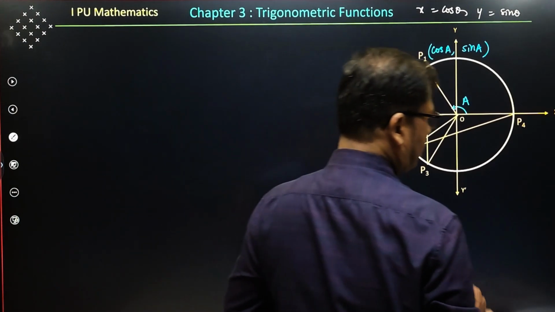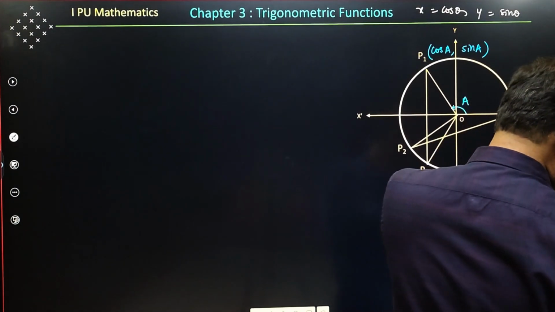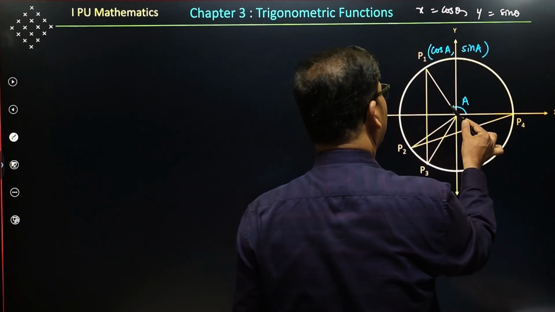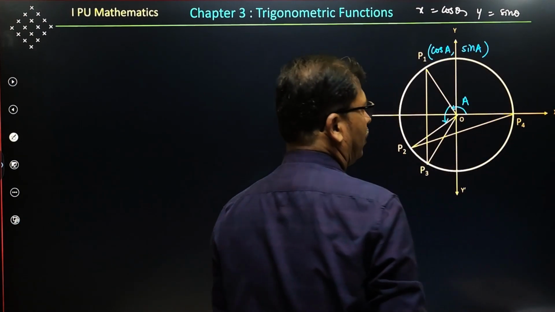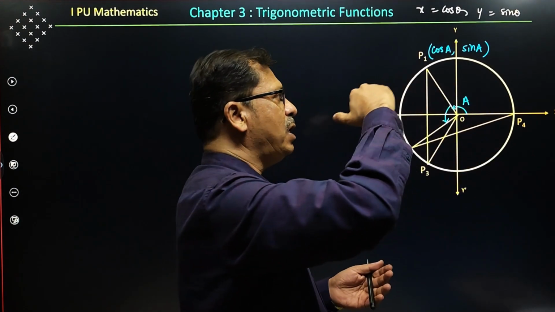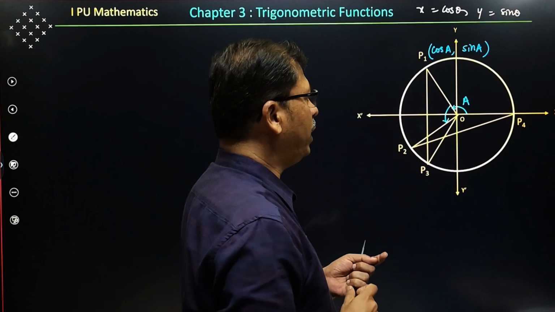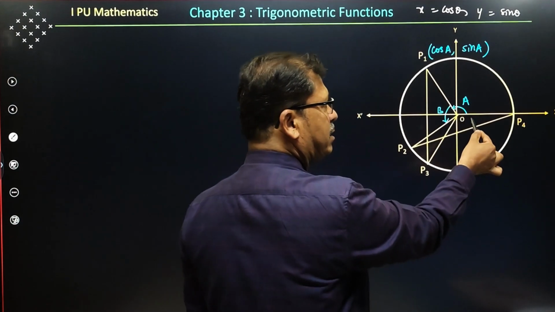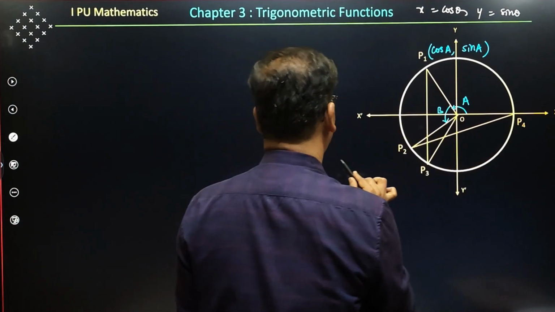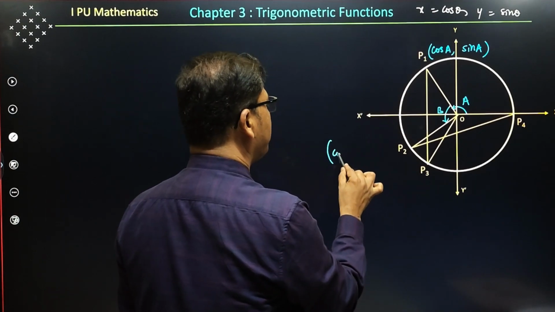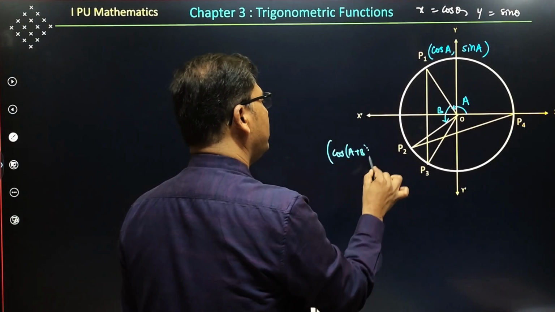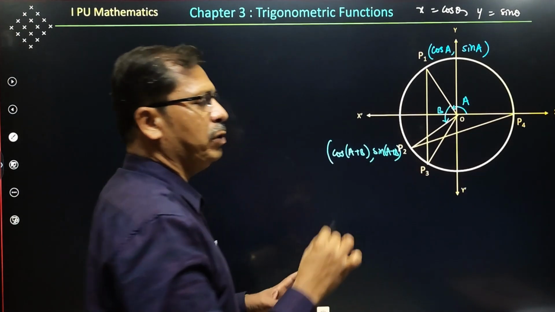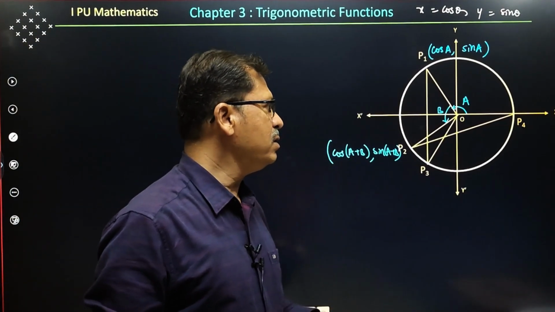Next, if you take into consideration P2, here from the x-axis the angle measurement starts. With respect to the P2 point, the angle created there is A plus B. The central angle is A plus B. So P2 corresponds to cos of A plus B, comma, sin of A plus B. P2 is equal to cos of A plus B, comma, sin of A plus B.